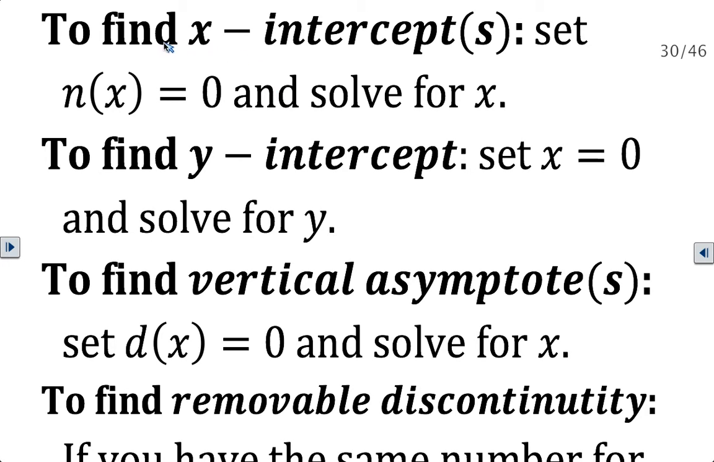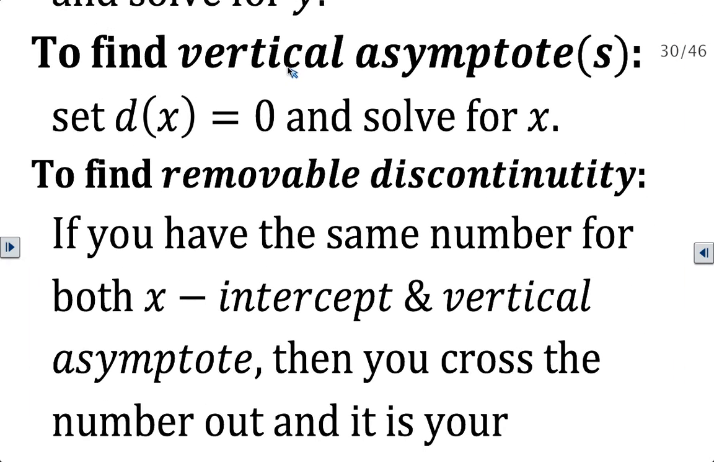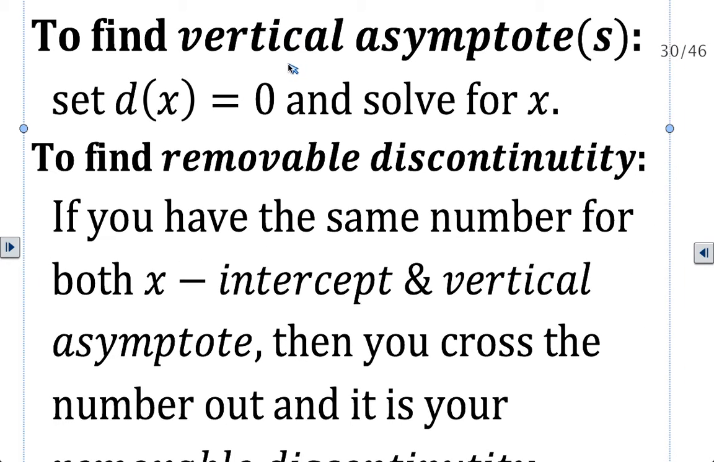So first of all, to find your x-intercept, you set the numerator equal to 0 and solve for x. To find your y-intercept, you set x equal to 0 and you solve for y. So just in your equation, anything that is attached to an x, you can just kind of cross it out, and then you see what's left, and that's what your y value is going to be. All right, and then to find your vertical asymptote, you set your denominator equal to 0 and solve for x.